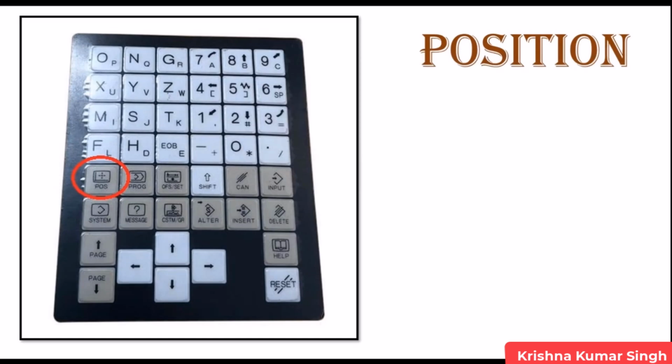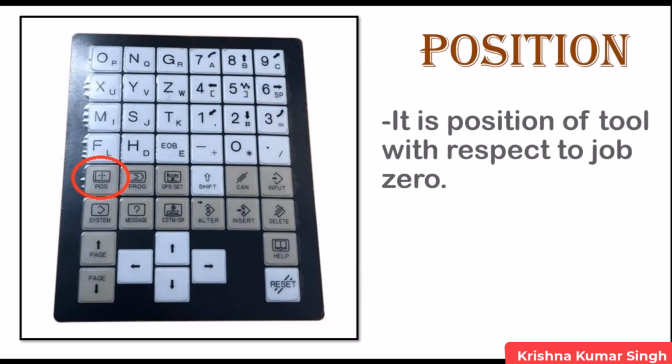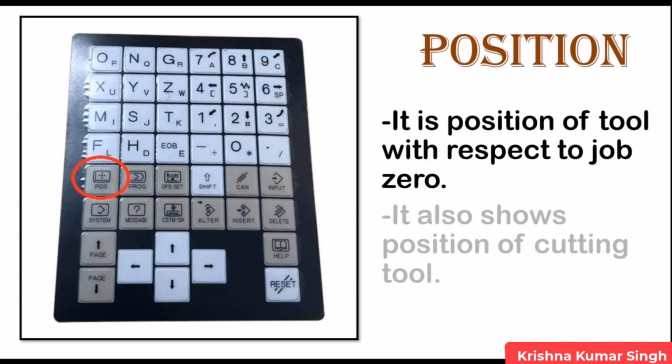It shows the position of the tool with respect to job 0. We are going to learn what job 0 is, but for now, just remember that the position key gives the position of the tool relative to job 0. It also shows the position of the cutting tool. This key is mainly used to see the position of the tool. Now, let's explore the position key in detail with the help of a video.